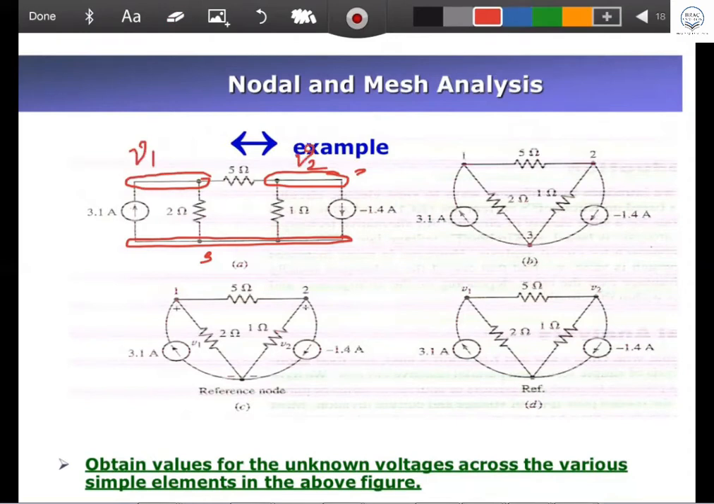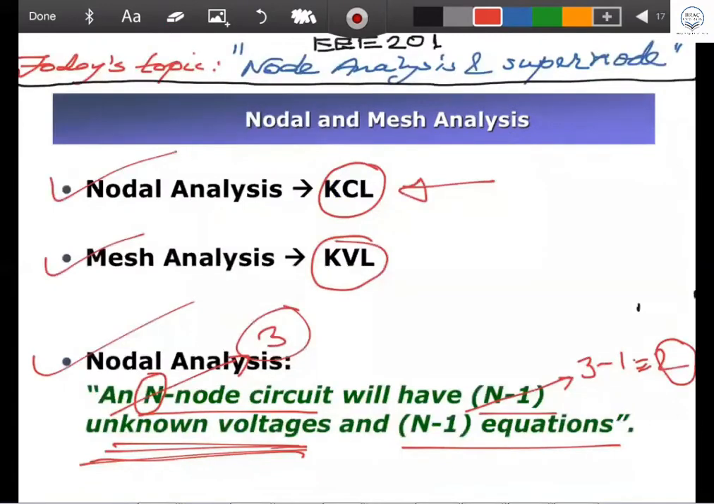Now, what is the third node? This node is the reference node. Minus 1 means this is the reference node. That is the ground, so this is number 3. That means in our circuit, this reference node is this one, this 3. Node 3 is the reference node. We can say this is the ground. So this is your reference node.